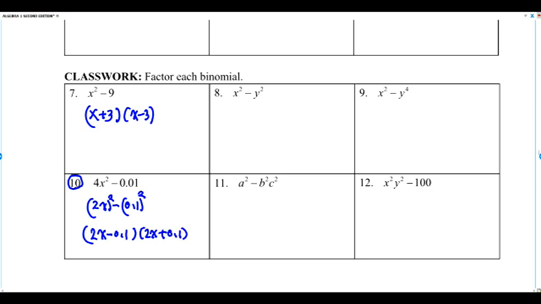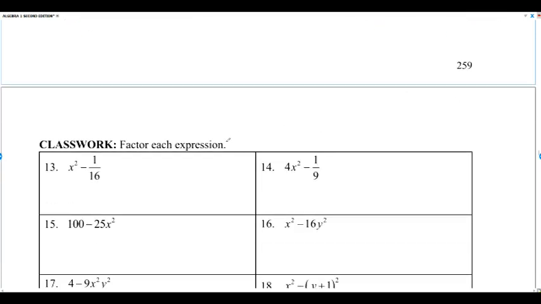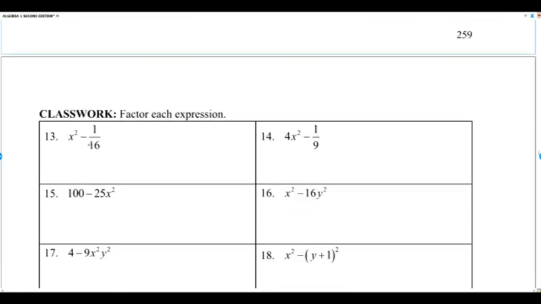That's it. You want to try one more over here, number 12. This is a perfect square with a minus sign, so it is xy minus 10 and xy plus 10, either first. Okay, move on to the next one. When you have a fraction, it doesn't matter. Just check that it is a perfect square.